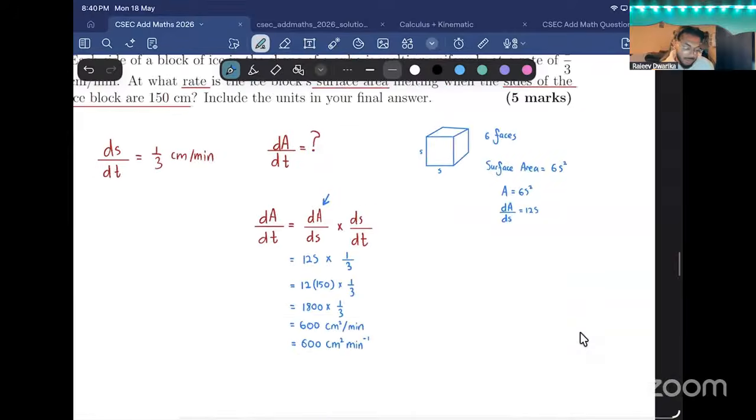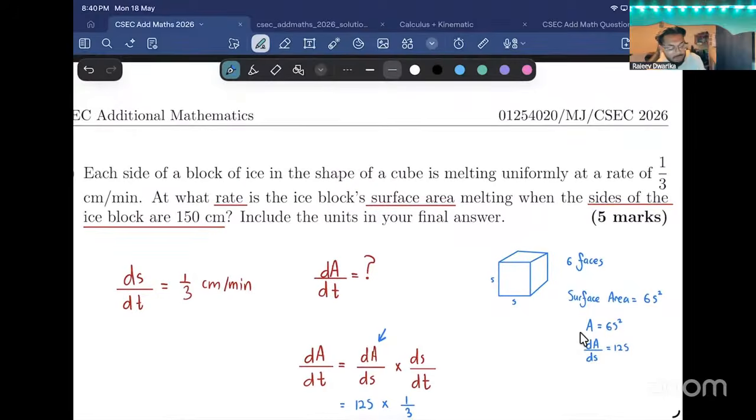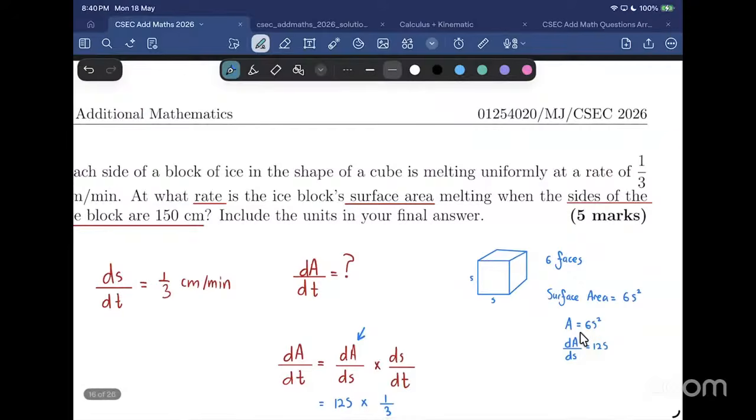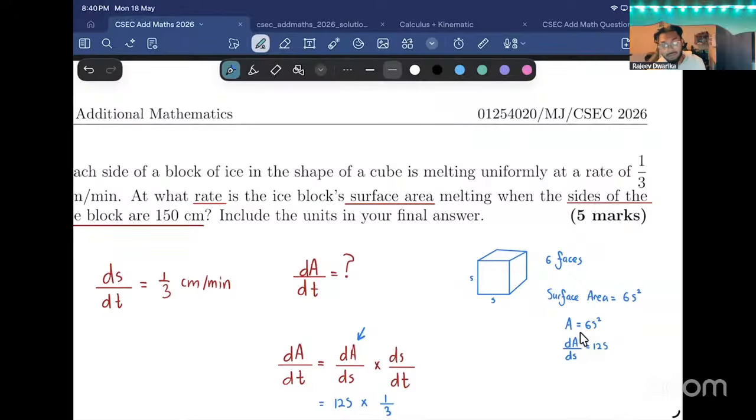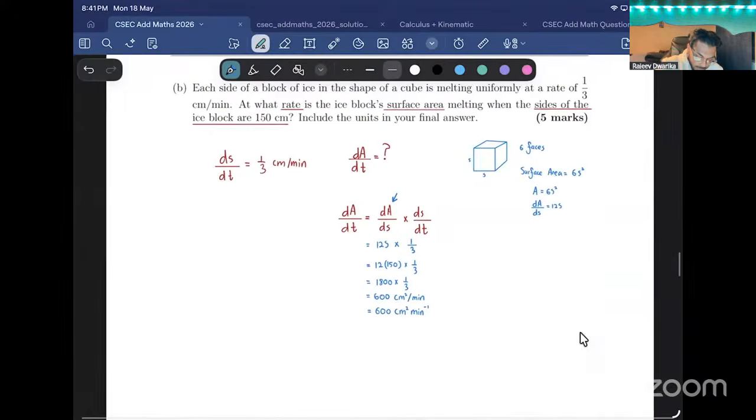Oh, so Faye and Hills, I'm going to explain something. In the question, they said, at what rate is the ice block's surface area melting? If it's melting, it's implied that it is negative. If I tell you it's melting at a rate of 600 centimeters squared per minute, it means that every minute that passes by, my area is going to drop by 600. So I don't need to include the negative. Hope that helps.